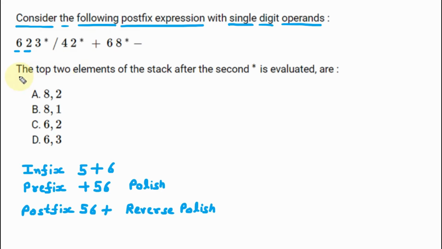Now it is asking for the top two elements of the stack after the second star is evaluated, means we have to evaluate the first star, then after evaluating the second star, what will be the top two elements that we have to find. So that means we only have to solve till the second star, and the remaining portion we don't have to solve. To evaluate the postfix expression, I am taking a stack.